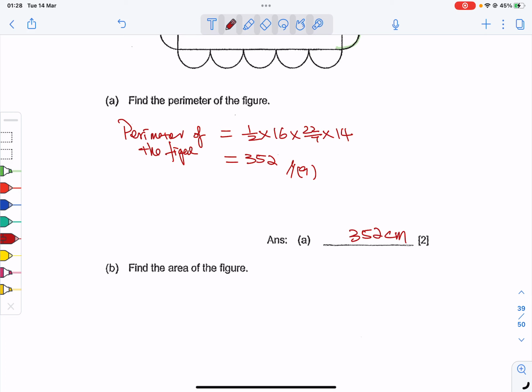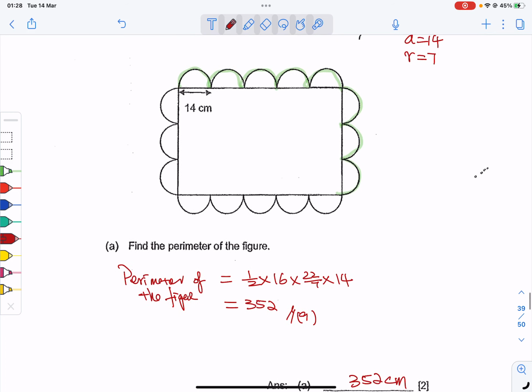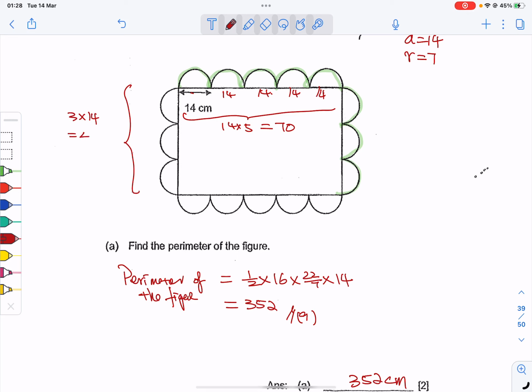Now B, they want to find the area of the figure. So we have 14, 14, 14, 14, 14. 1, 2, 3, 4, 5. So 14 times 5. So the length will be 70. Okay, the breadth will be 3 pieces of 14. Okay, and the breadth will be 42. Okay, so because for area we have to cover all.